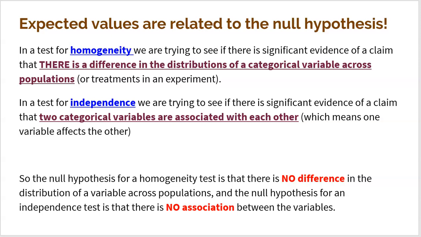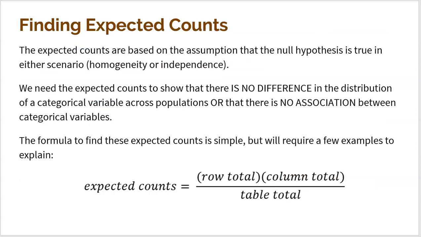So the null hypothesis for a homogeneity test is that there is no difference in the distributions across populations, and the null hypothesis for an independence test is that there is no association between the variables. So keep that in mind when it comes to finding the expected values. Okay, so this is it, right? The expected counts are based on the assumption that the null hypothesis is true. Remember, when you find those expected values, you have to assume that the null is true. And I'm going to explain that in more detail when we look at these examples.